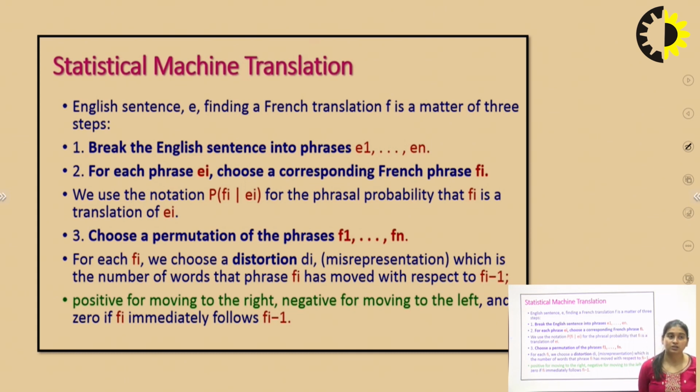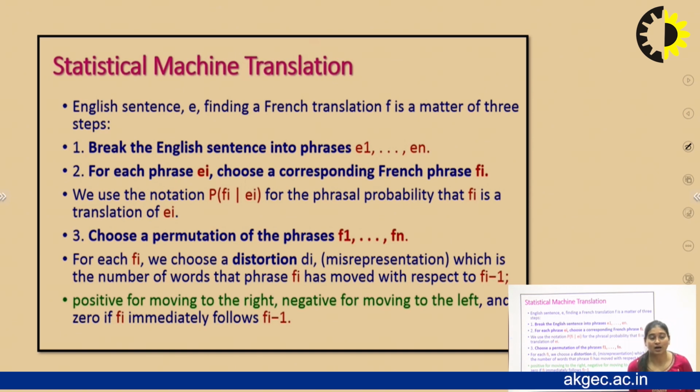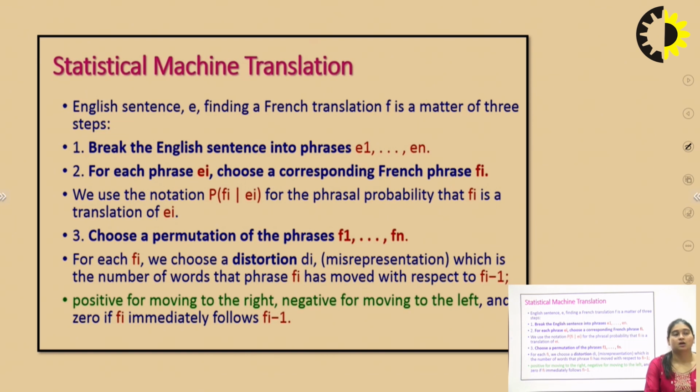It's a matter of 3 steps. First, we have to break the English sentence into phrases, that is E1 to En, and then for each phrase Ei, we have to choose a corresponding French phrase, that is Fi. And then we use the notation P(Fi | Ei). What does it mean? It's a conditional probability, the phrasal probability that Fi is a translation of Ei. And then in the third step, you have to choose a permutation of the phrases, that is F1 to Fn. So these are the 3 steps which you need to follow in order to translate from the English sentence to the French.